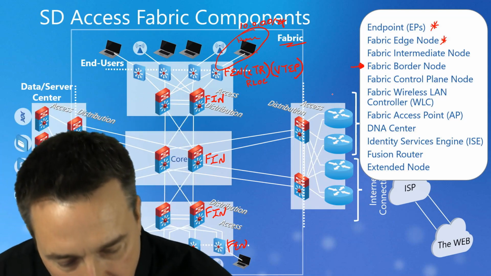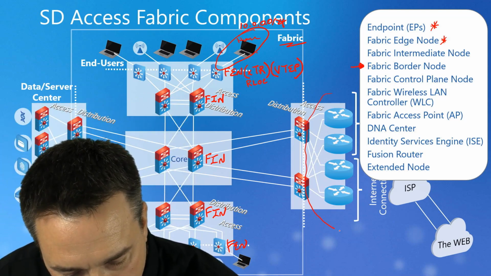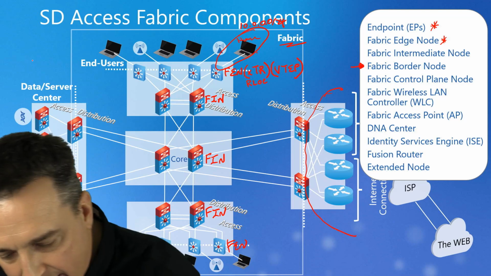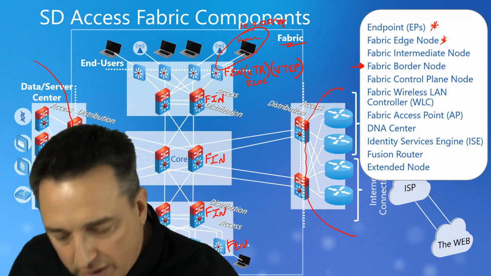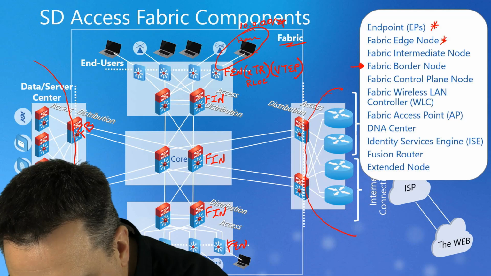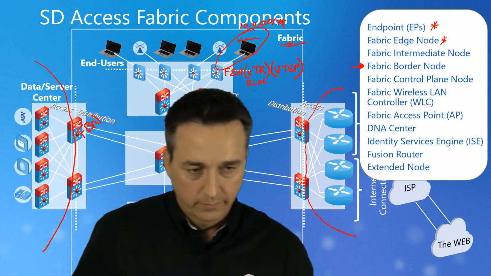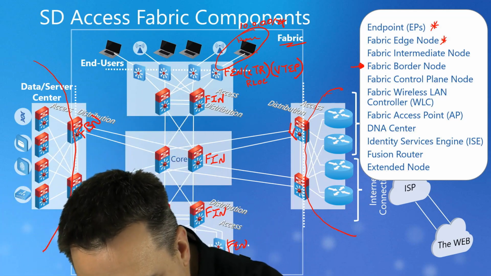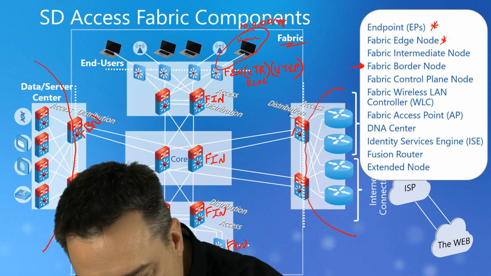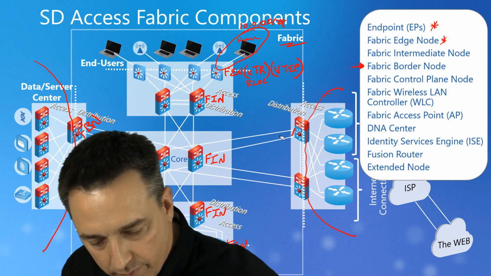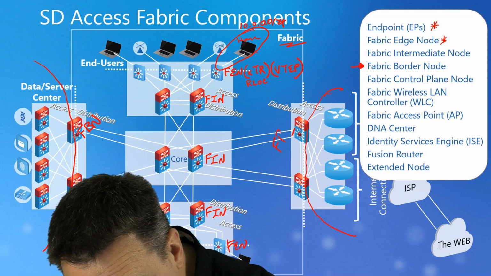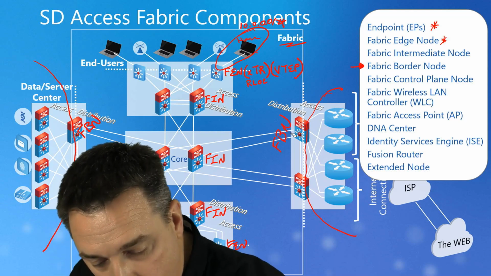So this would be a non-fabric site. This would be a fabric border node as an example. Fabric border node. There we go.